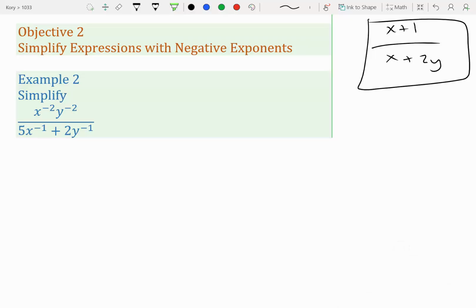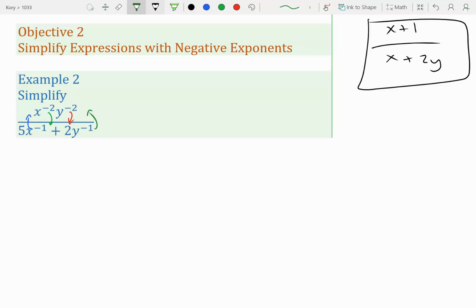So in order to make them positive, we have to switch them from the top to the bottom and vice versa. So we're going to move that up, this down, that one goes down, and this one goes up. So I hope you notice that we're going to move everything that's negative up to the top.